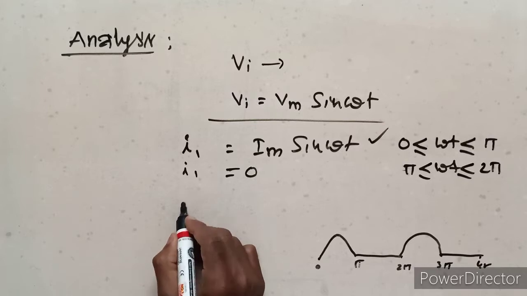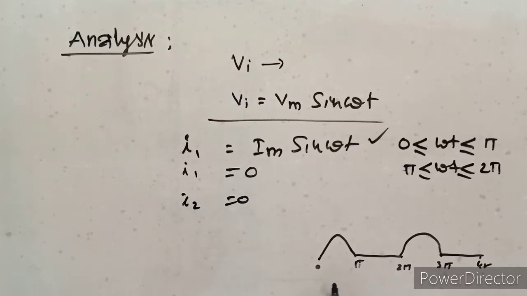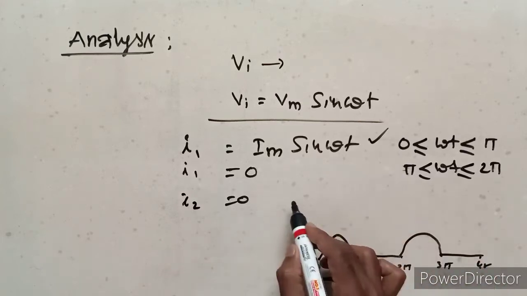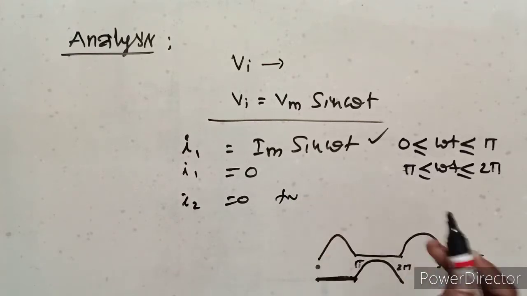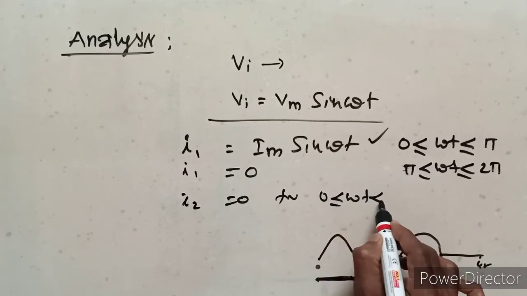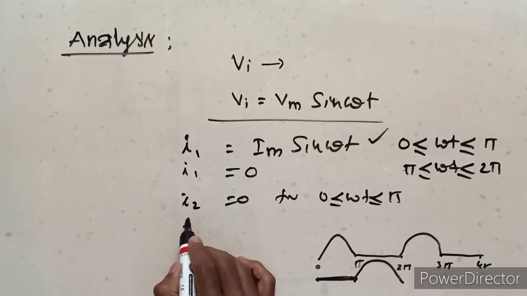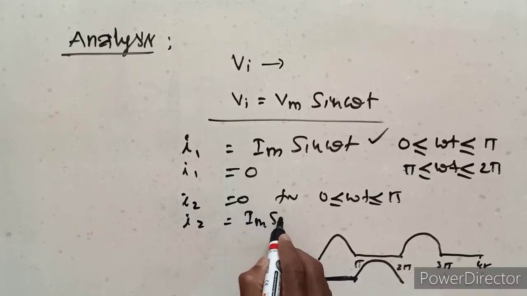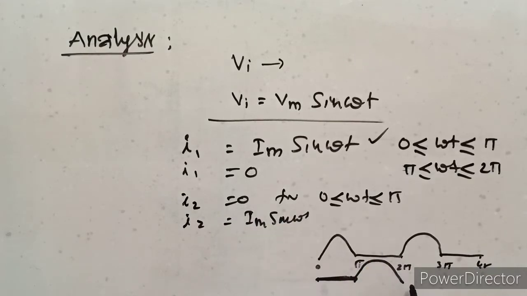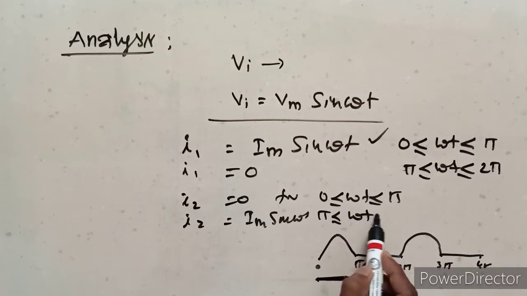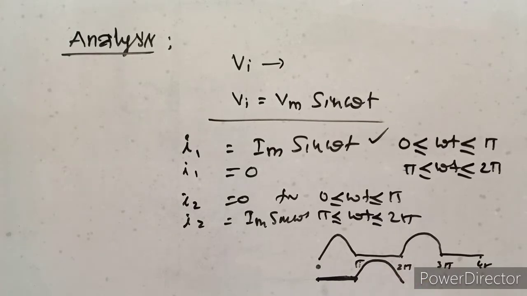First, I2 equals 0, because in the second case this half is not allowed and this half is allowed. So I2 equals 0 between 0 to pi. Next, I2 equals Im sin omega t between pi and 2 pi, where it is allowed. These are the two conditions.